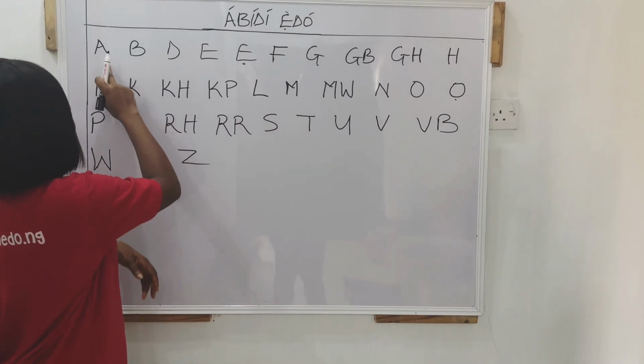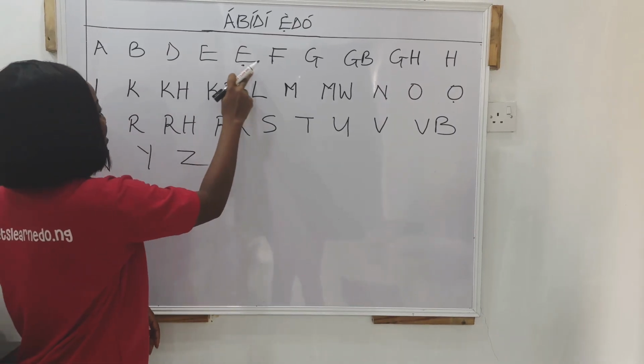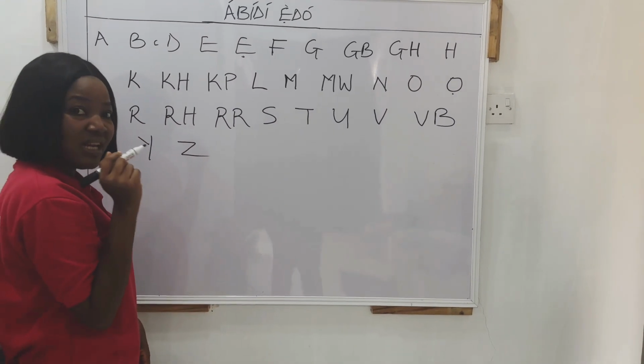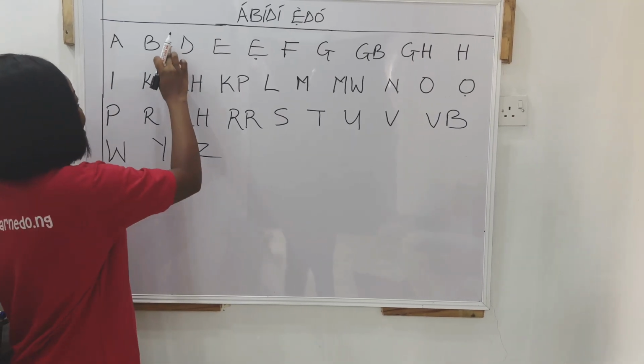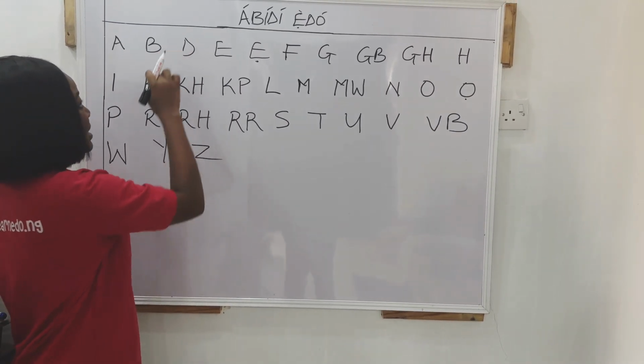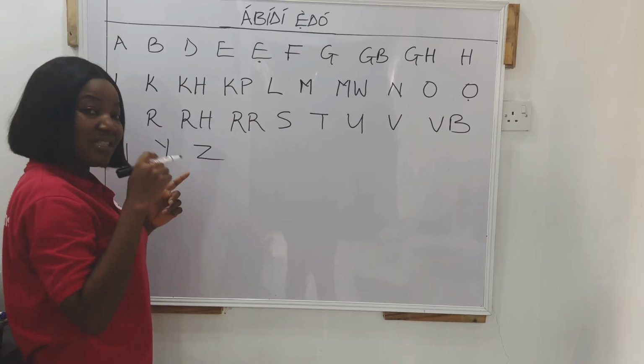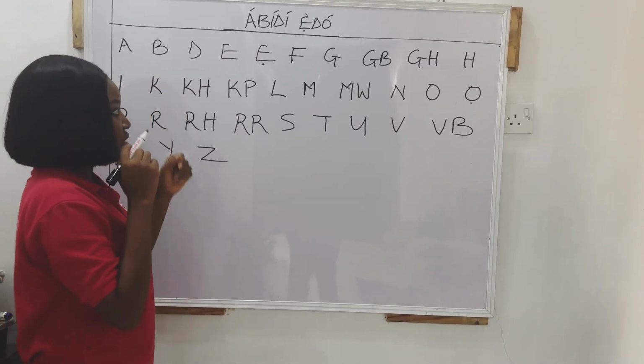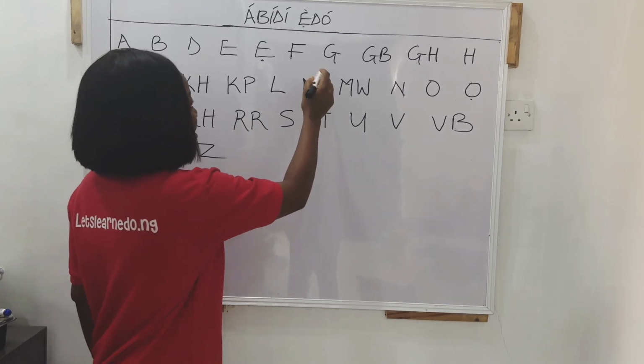Now, if you take a close look at these letters, you discover that there's no letter C like we have in English language. So that's an exception. The C we have in English language, we do not have it in Edo language. So let's continue. We have G.